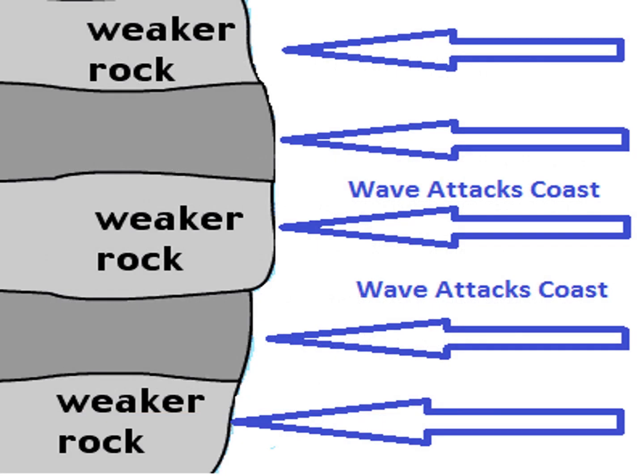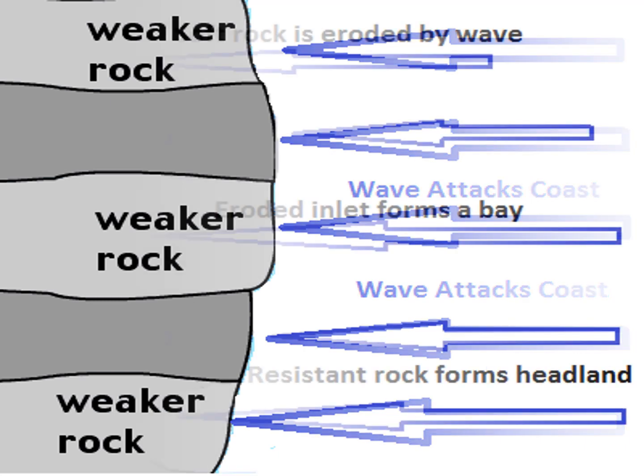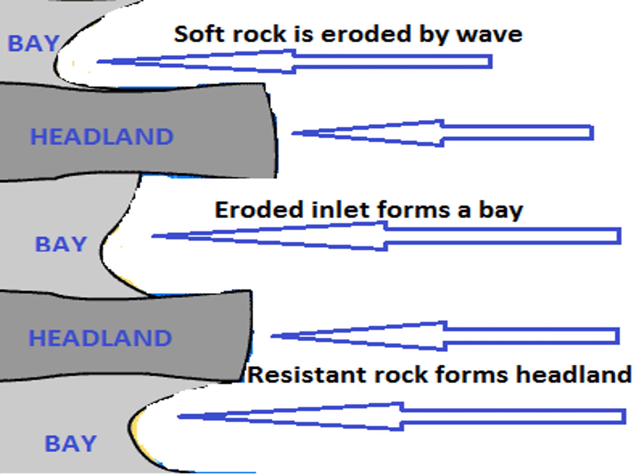Here we have a diagram illustrating that. We have a layer of soft rocks, and we have a layer of hard rocks next to them. All right, and they are now constantly being attacked by the waves. Over a period of time, the soft rocks are eroded significantly to create inlets along the coast. And these are what we call the bays. And the layer of hard rocks that are still there are what we call the headlands.